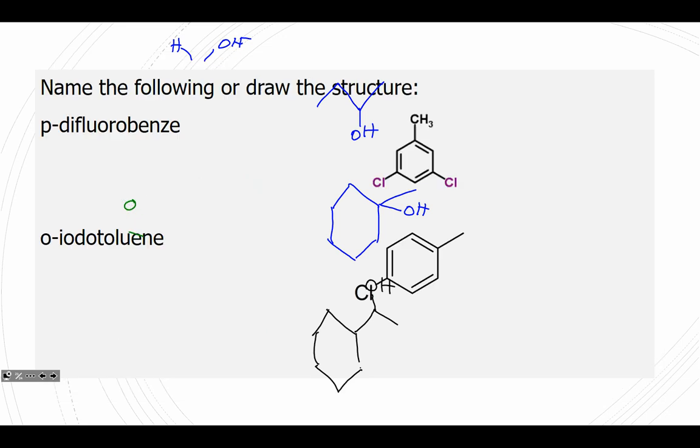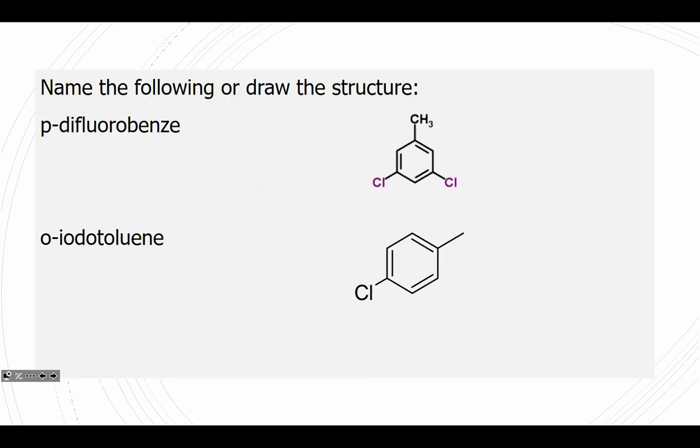Okay, going forward. We need to be able to name these, or draw the structure. I'm going to have you guys come up and do these. This is 3, this is 4. Okay, here we go. Emma, 1, Richard, 2, McKay, 3, and Luke, 4.